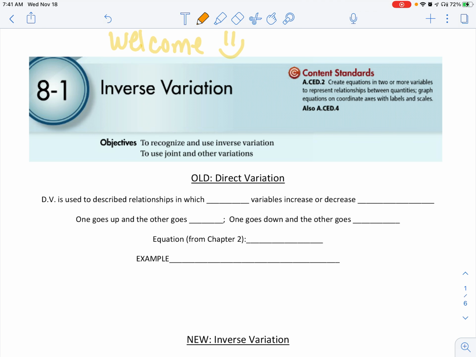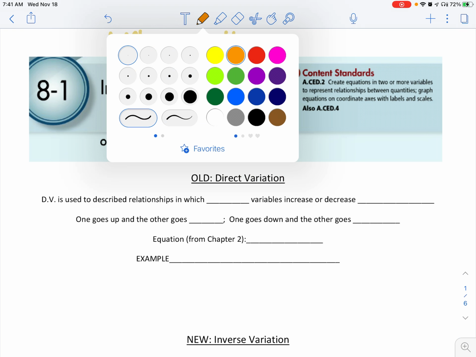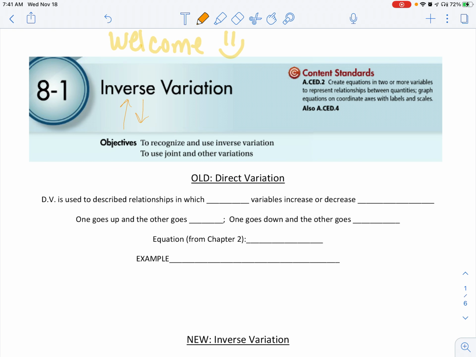Let's start with just 8.1, the very beginning, inverse variation. Inverse variation implies as one thing goes up, another thing goes down. Whatever those two items might be, think about a word problem, or it's like as x goes up, y goes down, and as y goes up, x goes down. They're inversely related. Your goal is to recognize and use this and other types of variations as well.